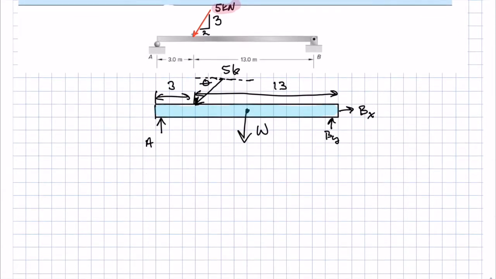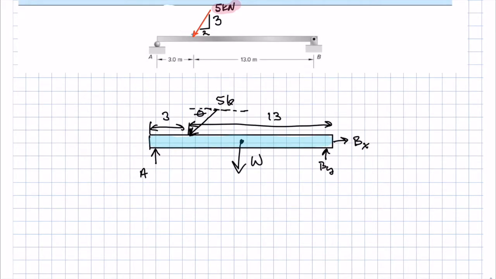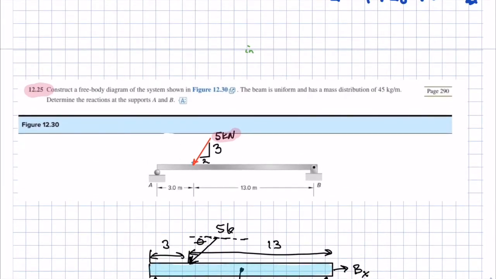Okay, so I've already drawn the free body diagram. You should think about that. In this problem statement, we were given that the beam is uniform. Read this here: the beam is uniform and has a mass distribution of 45 kilograms per meter. So it's a two-dimensional model, and all you need to know here is the length.